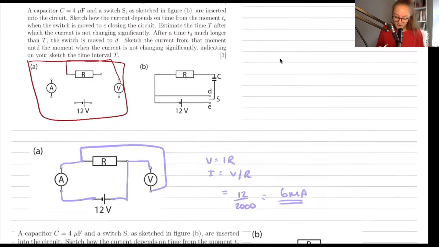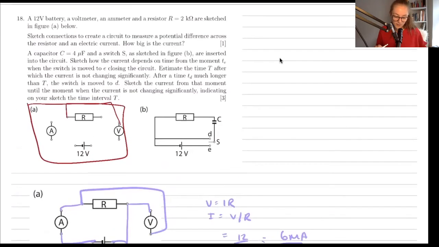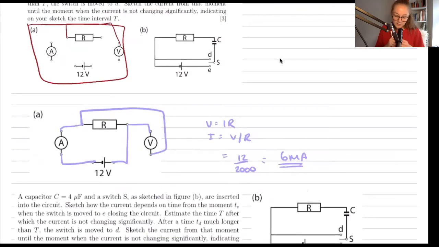And then they also asked us to work out what the current was. So I just used Ohm's law for that. We know the resistor has a value of 2000, and we know that the voltage is 12. So V equals IR, rearrange for I equals V over R, and we get 6 milliamps.